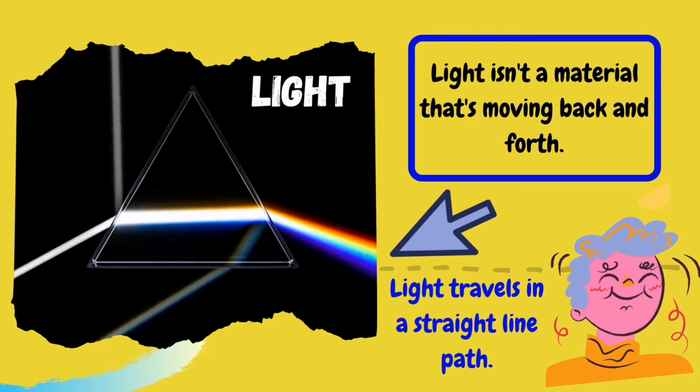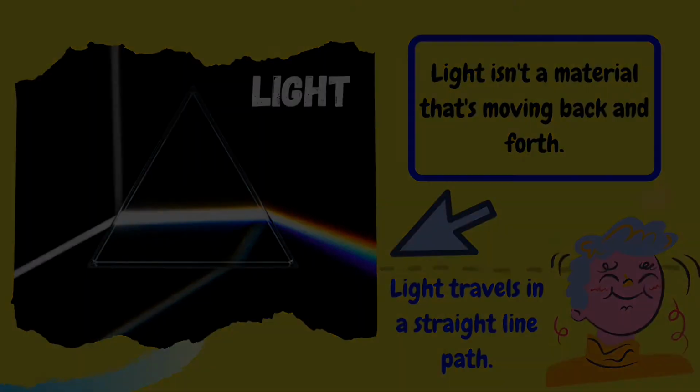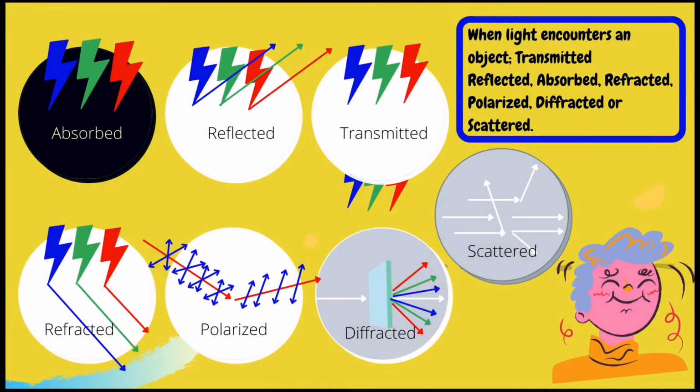Light acts like a wave, but unlike sound waves, light isn't a material that's moving back and forth. Because light travels in a straight line path and light waves across the electromagnetic spectrum behave in similar ways, when a light wave encounters an object, it is either transmitted, reflected, absorbed, refracted, polarized, diffracted, or scattered, depending on the composition of the object and the wavelength of the light.